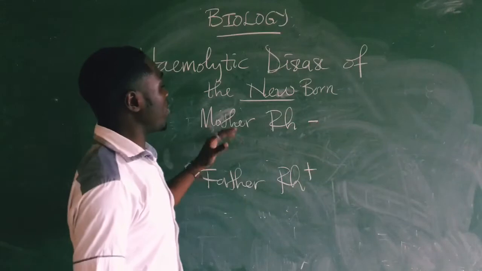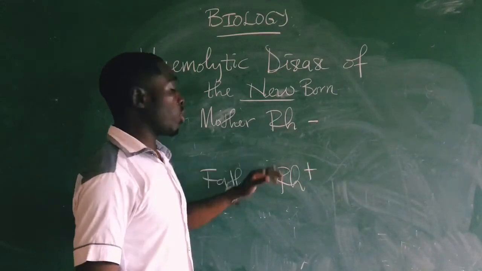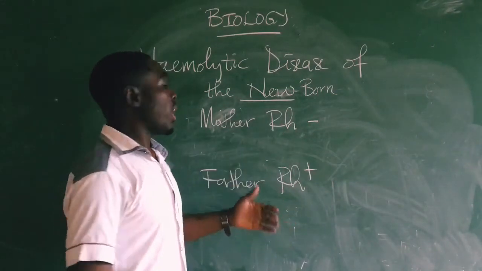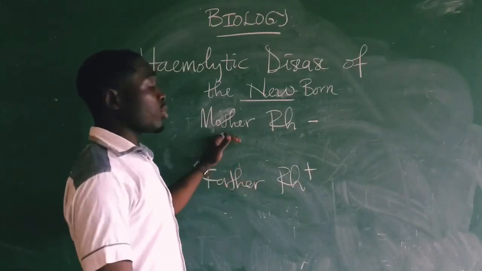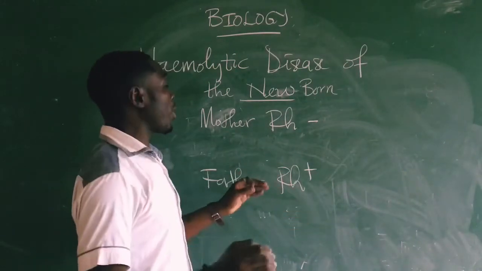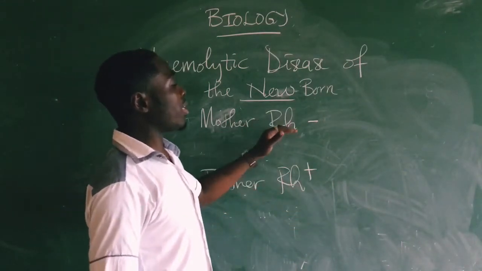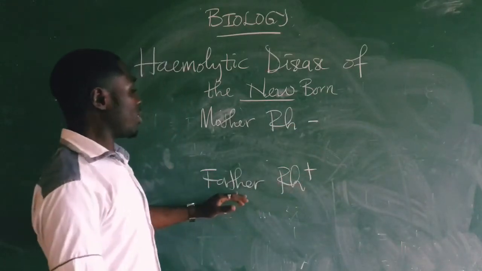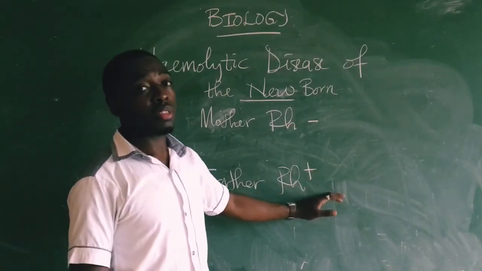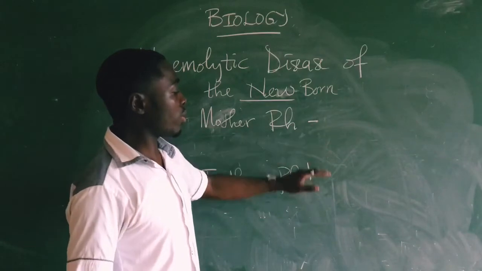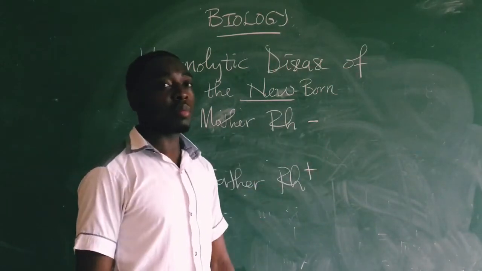That's the only place where the problem comes. If the woman is Rhesus positive and the husband is Rhesus positive, no problem. If the man is Rhesus negative and the woman is Rhesus positive, no problem. The only problem comes when the woman is Rhesus negative and the husband is Rhesus positive. Why is it a problem?